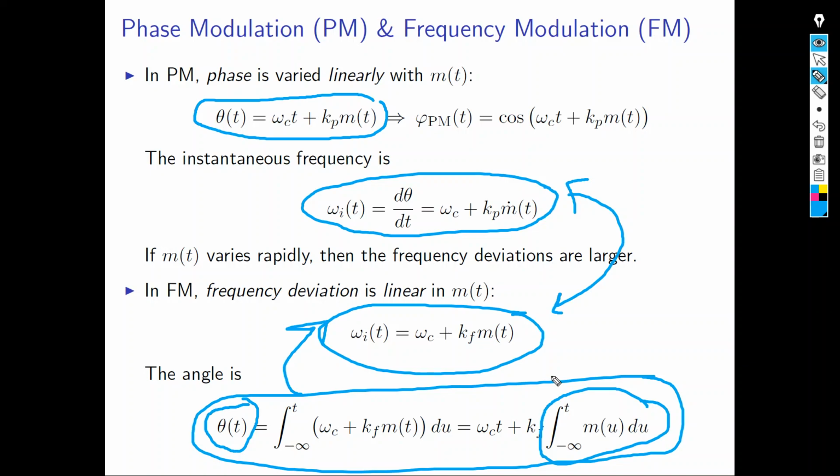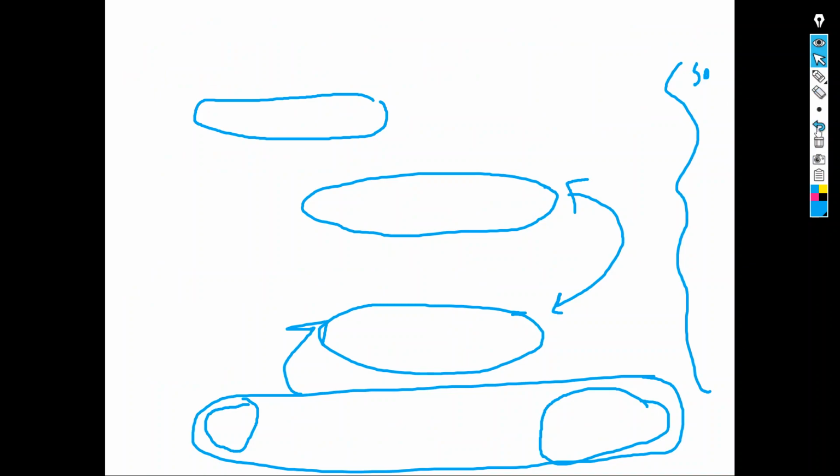When you take the integration of omega i, you get theta. When you take the derivative of theta, you get omega i. This slide is so important to be understood and digested, and to understand the relationship between these equations, especially how to move from phase to frequency in both phase modulation and frequency modulation. I hope it's clear and understandable and not difficult to follow. So now let's move on.